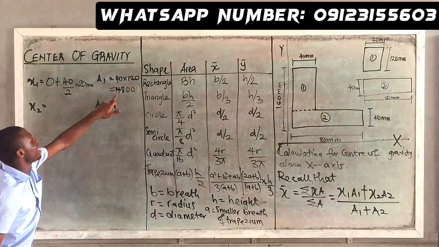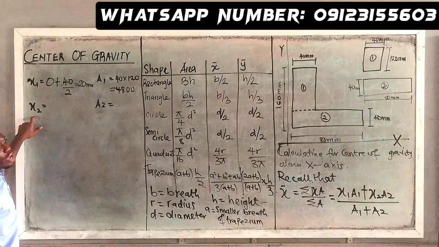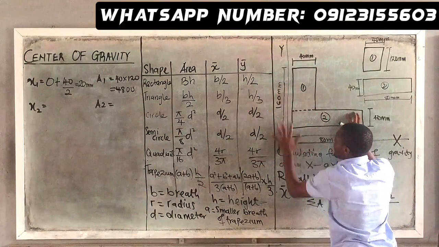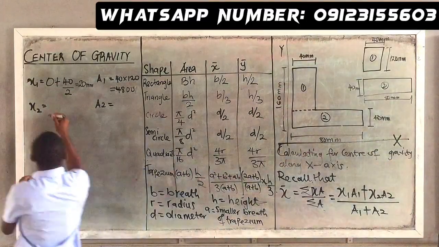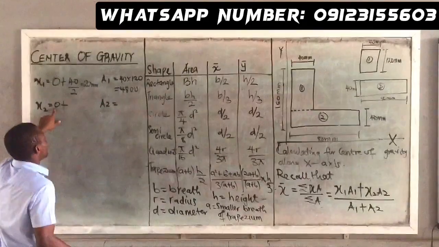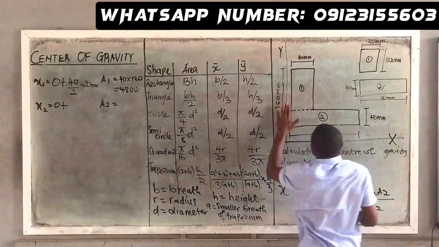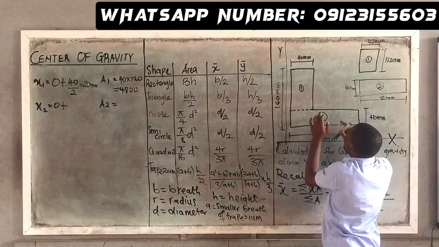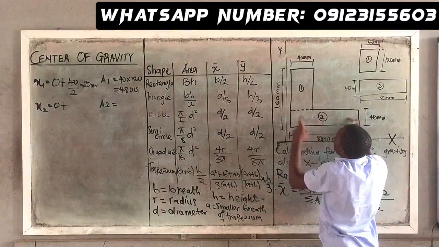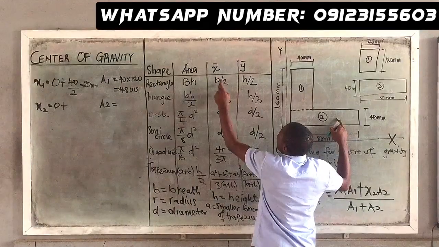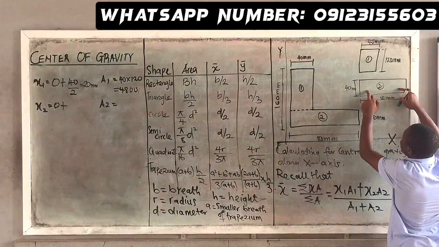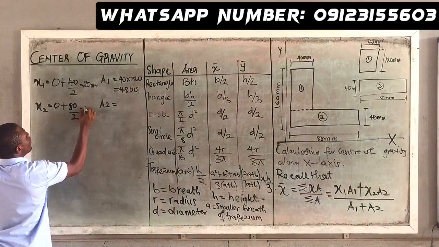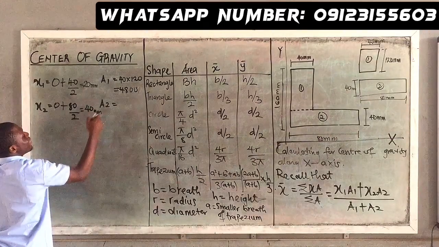Let's get for S2. Am I considering any distance here? No distance here. Nothing is here. So I have 0 distance, because there's no object before I get to this one. Now let's consider section 2. Section 2 is what shape? Rectangle. I have B over 2. What's my B in this case? My breadth, which is 80. 80 divided by 2, I have 40 millimeter.